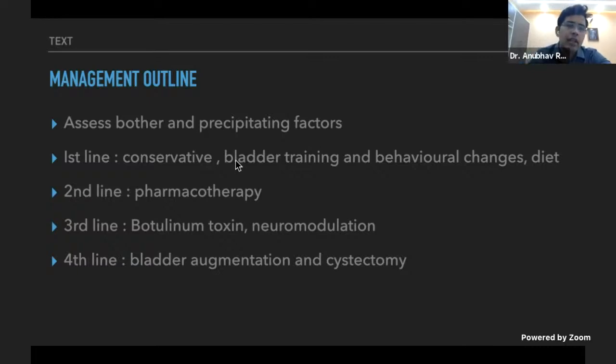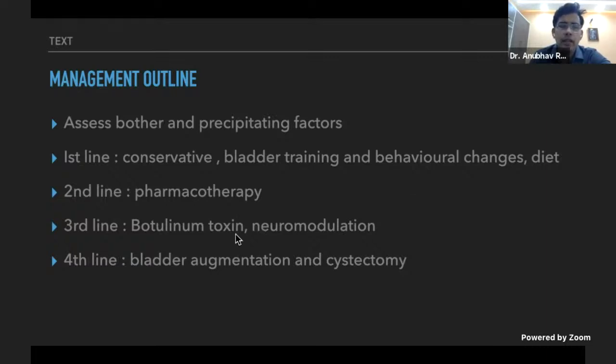And then the first line is a conservative therapy, where the patient is taught about basically fluid intake, his fluid habits, his dietary changes are done, behavioral changes, bladder training is started. Second line is pharmacotherapy, that is treatment by drugs.